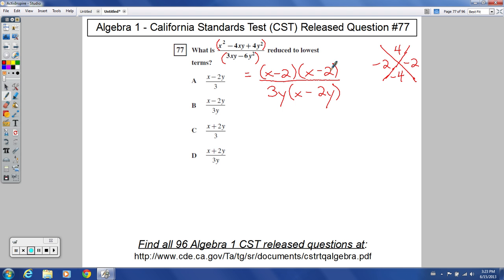And I forgot to add something up here. Did you see what I forgot to add? Because it has this y squared part here and an xy part here, I meant to write that there should be a y after each one of these. So x minus 2y, x minus 2y.